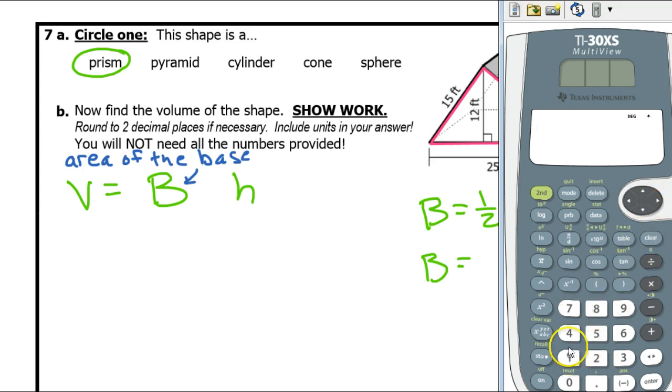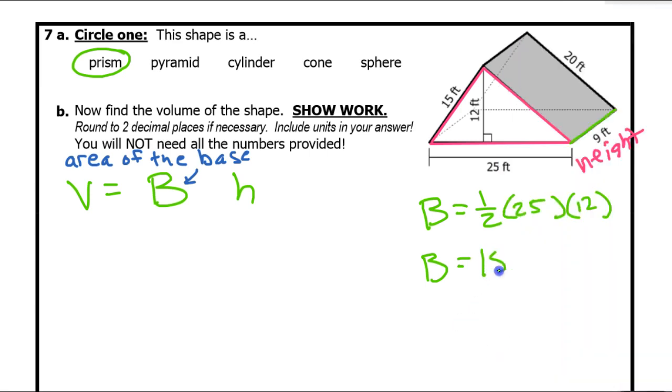Okay, pretty much messed that up. 1/2 times 25 times 12. Why do I keep writing 11? That's 150. Okay, so that goes right here. That's the area of the base.